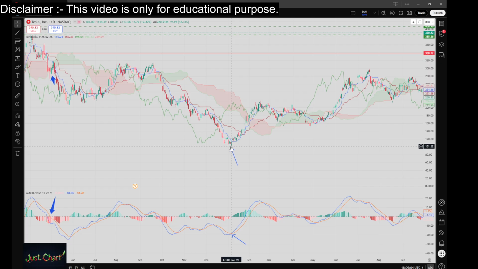For this particular day, Jan 5 2023, the volume is around 157.99 million, and on the next day it's 220.91 million. So this is an example of that. This is all about this particular pattern, the bullish engulfing pattern.